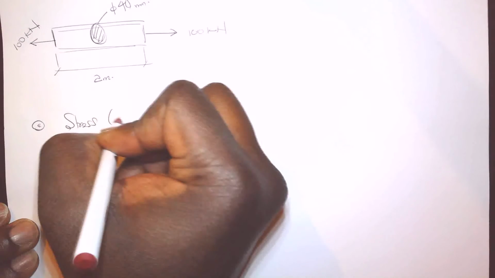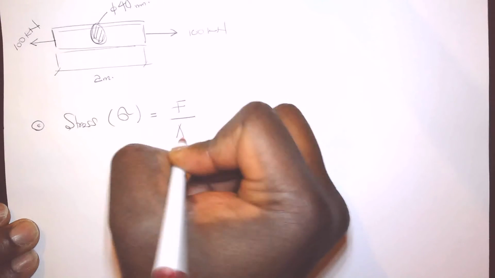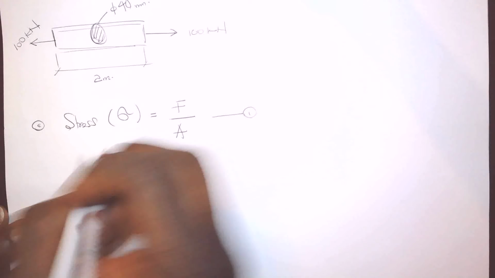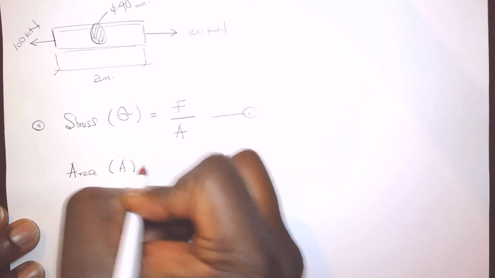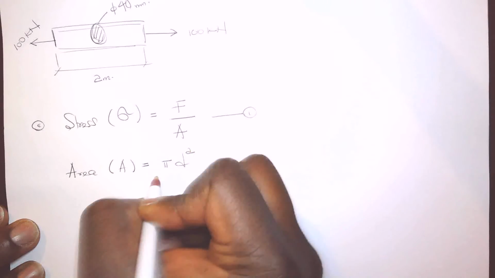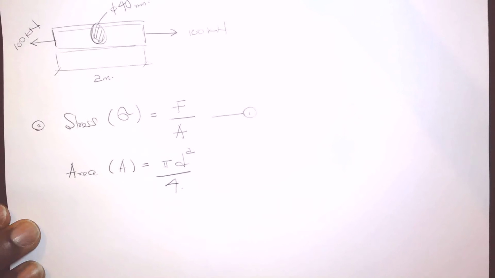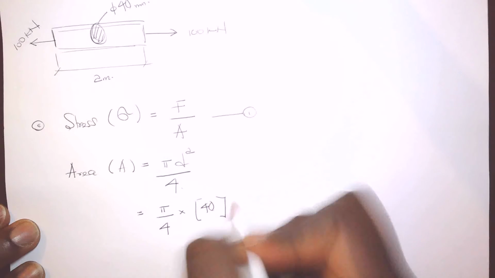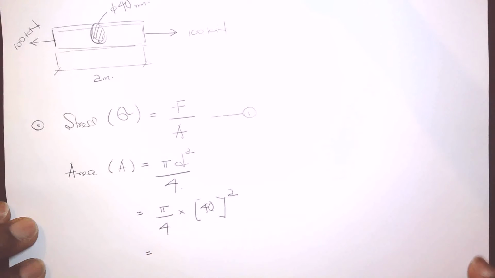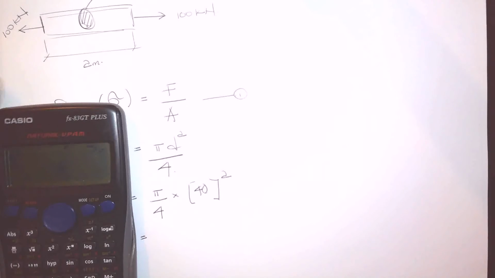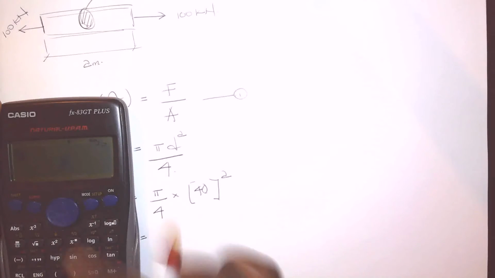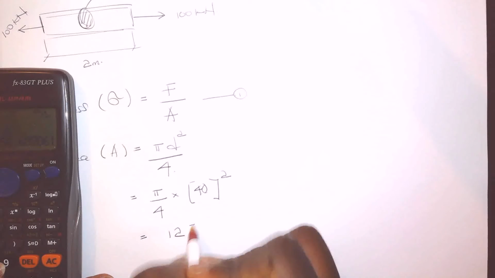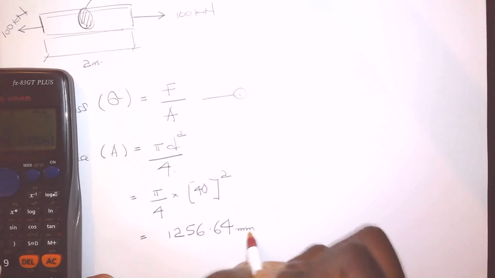So the stress, sigma, is equal to the force divided by the area. Let's call that equation 1. Now we know the diameter, so the cross-sectional area, A, is equal to pi d squared over 4. So this will be equal to pi over 4 times 40 squared. Bringing out our handy calculator, so this will be pi over 4 times 40 squared, and this gives us 1256.64 millimeters squared.